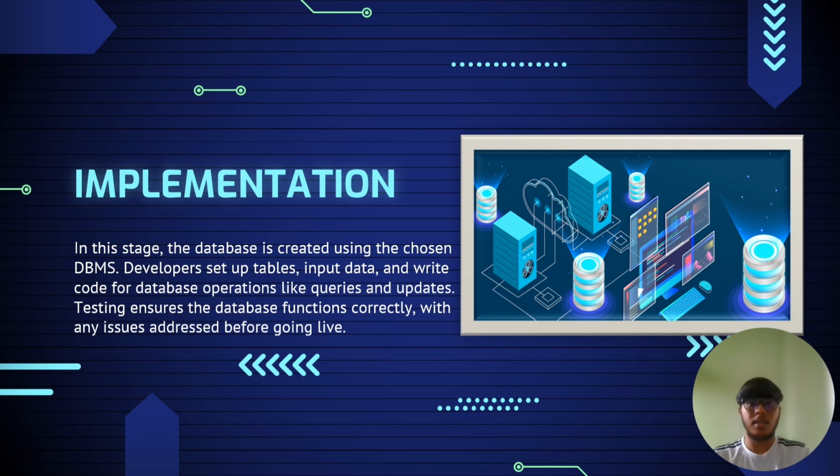After the design comes implementation. This is the stage where the actual creation of the database takes place. Developers use the chosen database management system to set up tables, input data, and write code to support database operations such as queries, updates, and deletions. The implementation phase turns the design blueprint into a working, functional database. Testing during this stage ensures that the database operates as expected and any bugs or issues are fixed before going live.